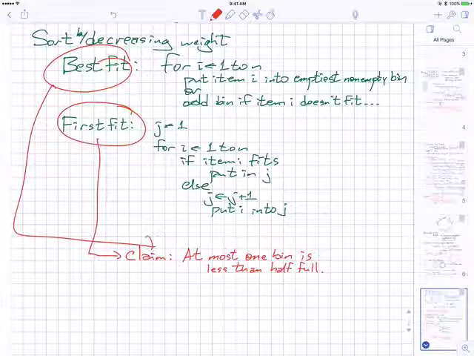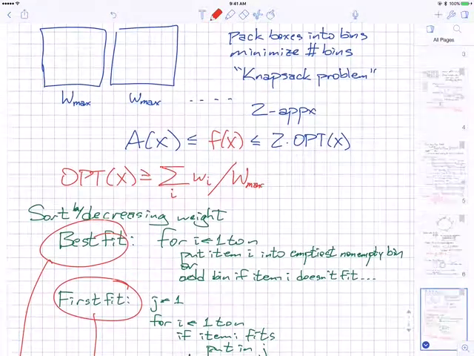I'm sorry, what's the difference between A of X and F of X? A of X is the solution that your algorithm computes. F of X is some function that you're using for analysis as an intermediary between your solution and the optimal solution. In this particular case, F of X is what you would get if you could subdivide the boxes into tiny little pieces. F of X is the best fractional solution, and opt of X is the actual optimal discrete solution.